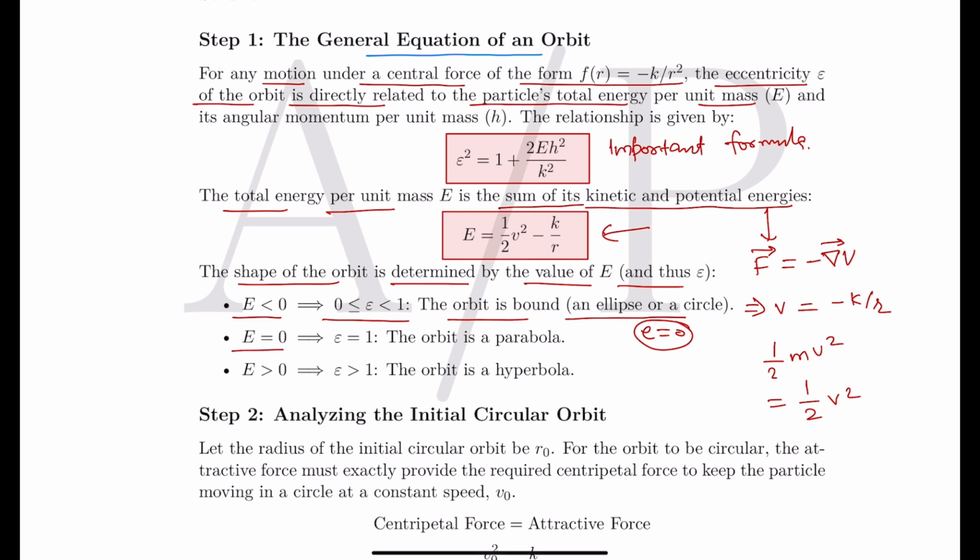Now, when energy is 0, it leads to a straightforward result that eccentricity is 1, and this is the unique case of a parabola. This is what we need to prove. So, you might have guessed right that either we need to prove that energy is 0 or we are required to prove that eccentricity is 1. Now, when energy is greater than 0, eccentricity is obviously going to be greater than 1, and this orbit is a hyperbola. And let me tell you, this has been asked as a PYQ.